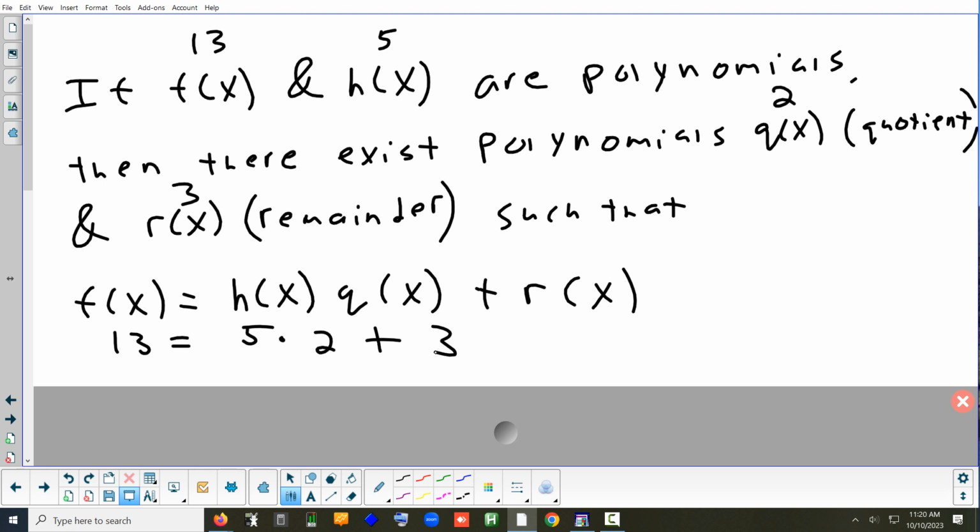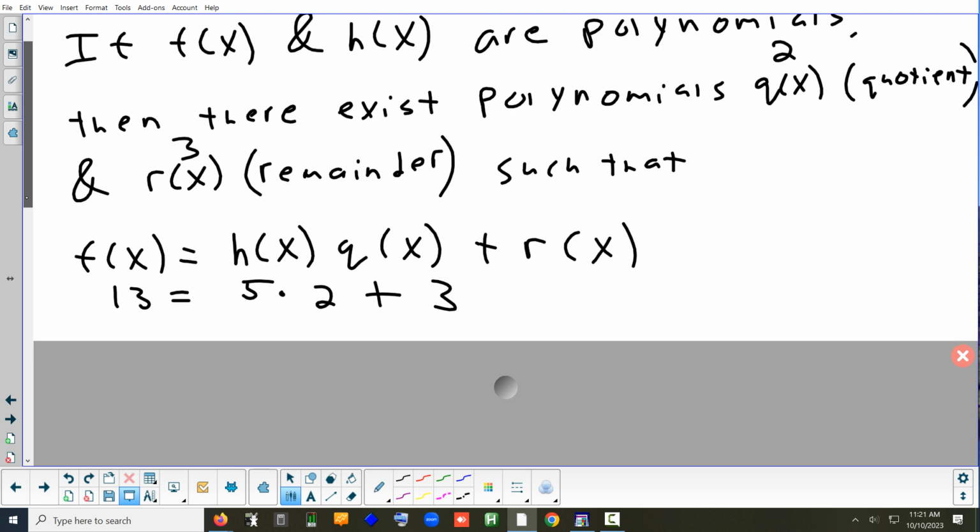Could you read out that sentence? Because I'm having difficulty understanding. It says, if f of x and h of x are polynomials, then there exist polynomials q of x, which would be a quotient, and r of x, which would be your remainder. So anytime you divide two polynomials, you're going to get some quotient and some remainder, always. In my case, I did 13 divided by 5, and the quotient was 2 and the remainder was 3.